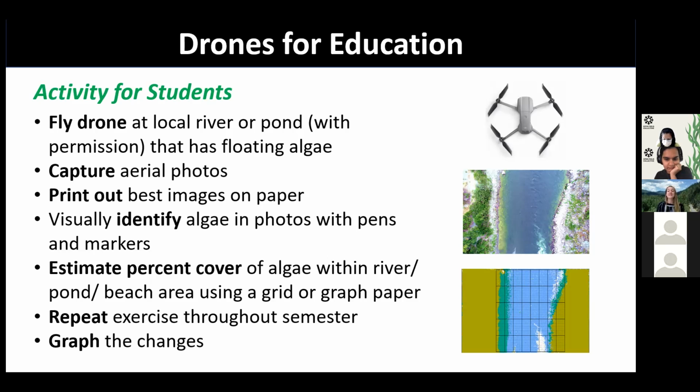And this exercise can be repeated throughout the semester, and students can graph the percent cover changes to see how algae growth is fluctuating in their study area, possibly in response to an event like a restoration project, or maybe nutrients that are flowing into the system.